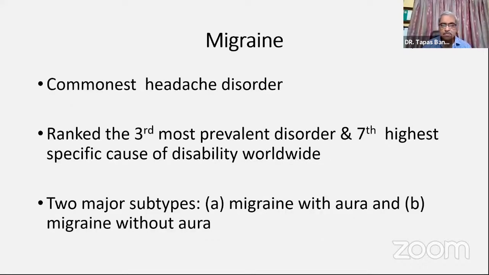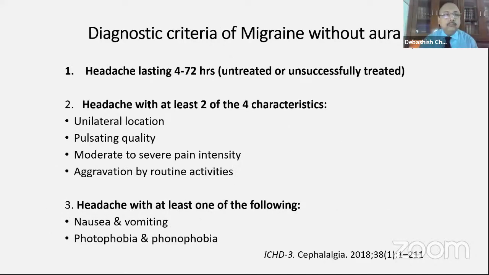Migraine, as you all know, is an extremely common disease. It ranks as the third most prevalent disorder and the seventh highest specific cause of disability worldwide. There are two major types of migraine: without aura and with aura. The diagnostic criteria are very well known to you. Migraine without aura has headache lasting 4 to 72 hours if left untreated or unsuccessfully treated. The headache will have at least two of four characteristics: unilateral location, pulsatile quality, moderate to severe pain intensity, and aggravation by routine activities. It should have at least one accompanying feature: nausea and vomiting, photophobia, and phonophobia.